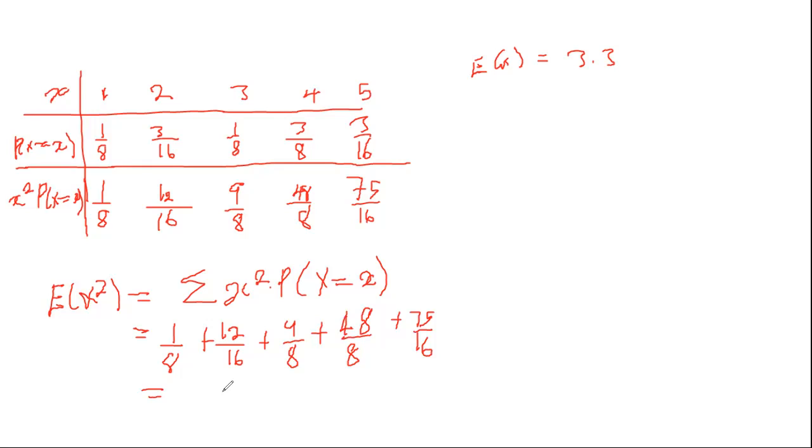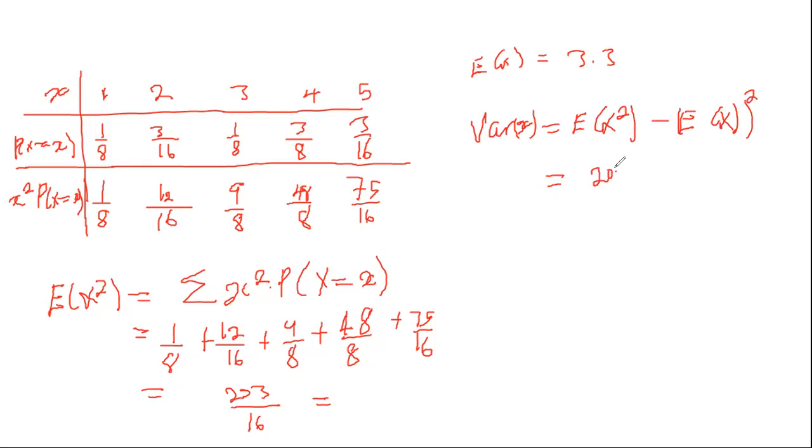We get 203/16. Divide by 16. And then, okay, so we could leave it at that. So then we come to our variance, which is the expectation of x squared minus the mean, so minus the mean squared.